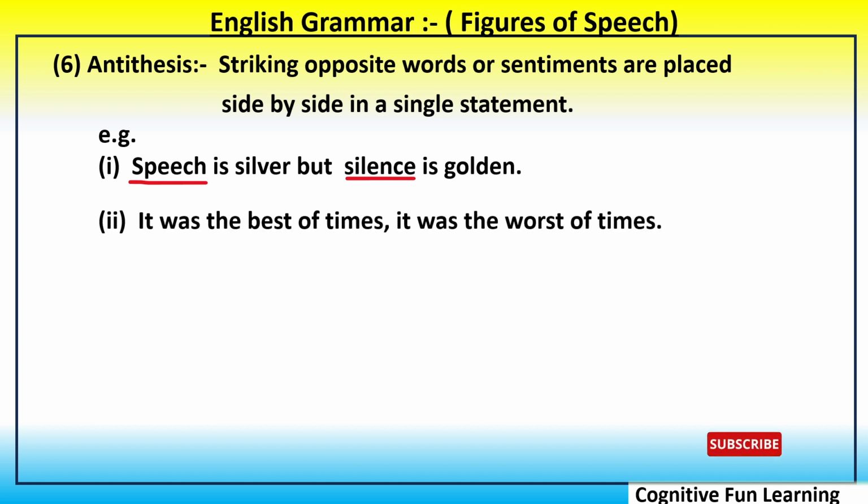Next example is, it was the best of times, it was the worst of times. Here, best and worst are opposite words and they are placed in a single sentence. This is an example of antithesis.